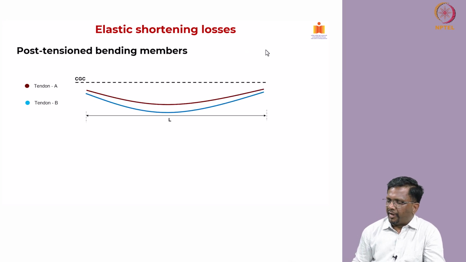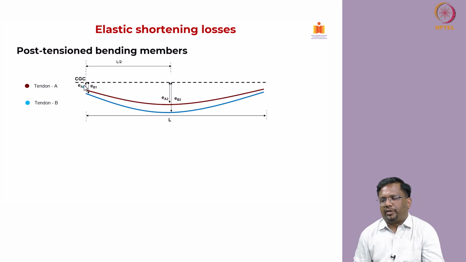Now, this is the schematic. This is the CGC of the cross section, and these are the two cable profiles. The one in the dark brown color is tendon A, and the blue color is tendon B. Now, what we are doing is we are also defining the cable profile. At the support I am calling that 1. You have eccentricity of cable A at support as EA1. Similarly, for cable B it is EB1, and at the midspan for cable A it is denoted as EA2, for cable B it is denoted as EB2, right.